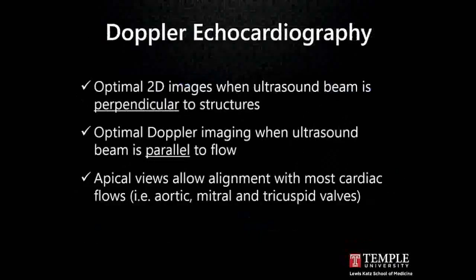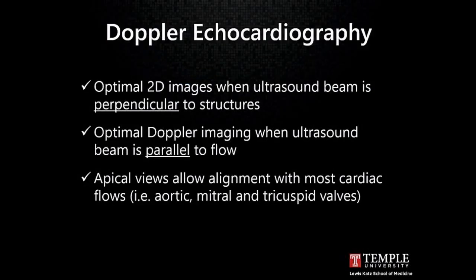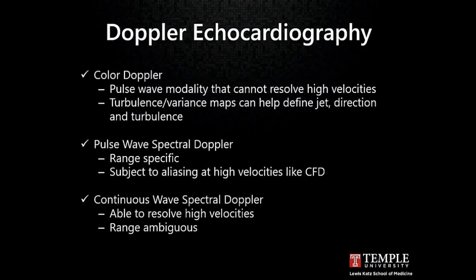Other things you should appreciate that are important when you interpret a normal echo, when you take the ASE exam. Optimal 2D images are obtained when the ultrasound beam is perpendicular to structures. Optimal Doppler imaging is when the beam is parallel to flow. So both of those should be taken into account when you do imaging. The apical views are pretty much the views that allow for any alignment with the cardiac flows, so generally any valve assessments are done from that apical acoustic window. These are just very basic. We'll go over these things again later in the course, but just recognize them as part of a normal study.